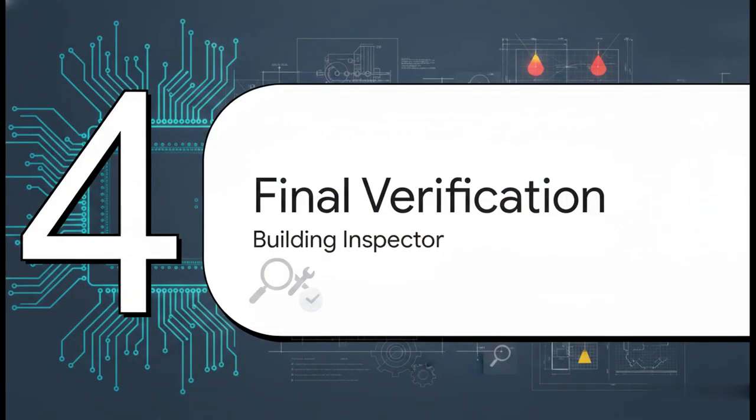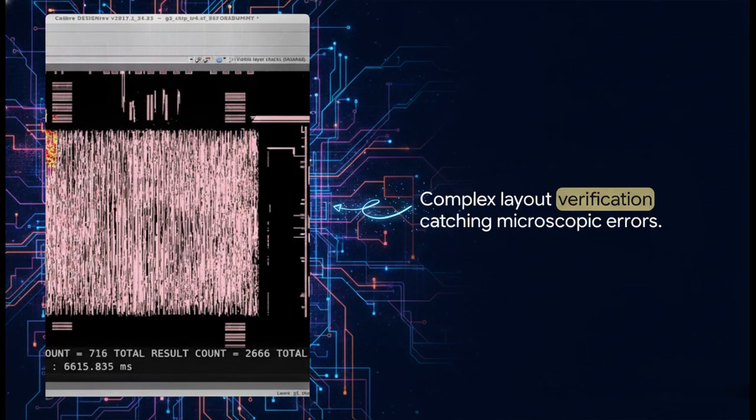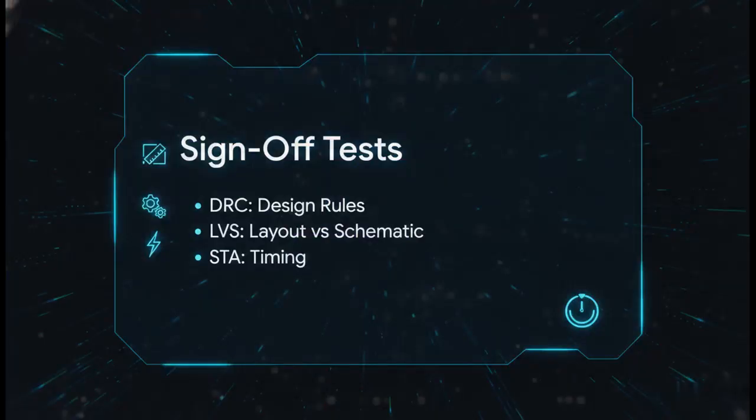Next up, final verification and sign-off. The ultimate building inspector. Let's move to this next phase and see how it builds up to the absolute ultimate stress test before we send our highly expensive design out to the physical fabrication plant. When you consider the sheer intense visual density of an actual chip layout, with millions of overlapping microscopic shapes spanning multiple layers, human eyes are completely useless here. This is exactly why a rigorous automated building inspector is absolutely mandatory to catch any microscopic errors before expensive manufacturing begins. We use a whole battery of automated tests to officially sign off on the design.